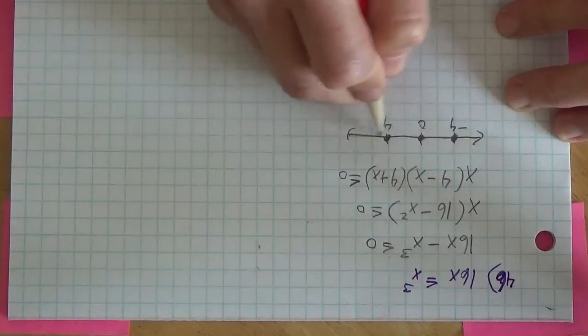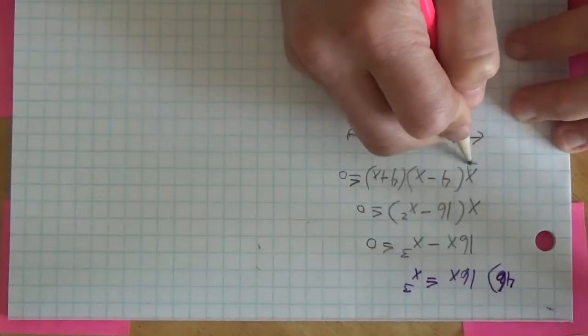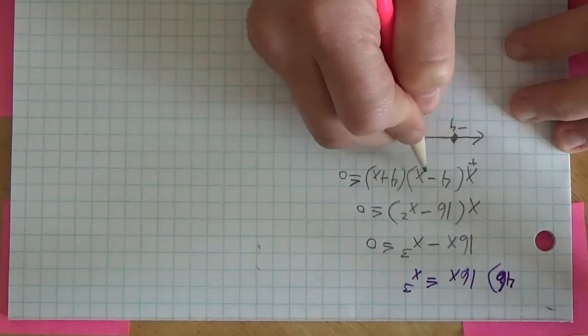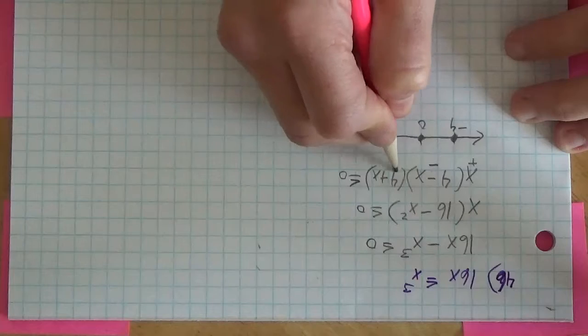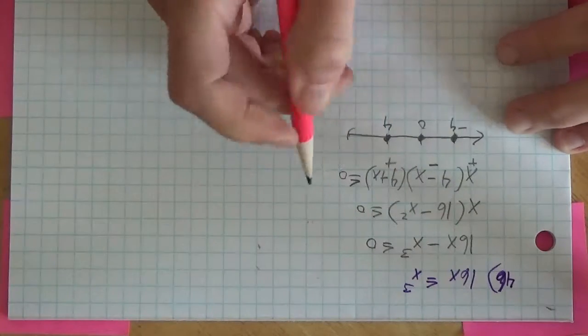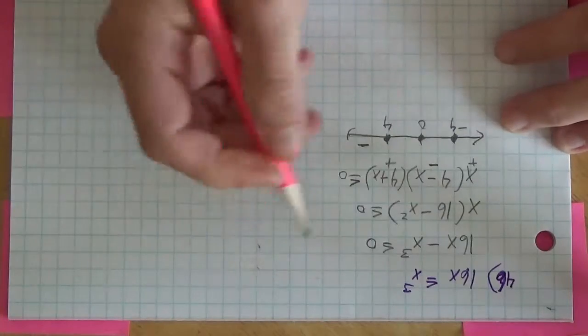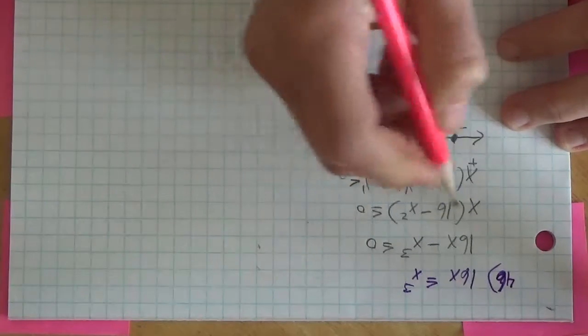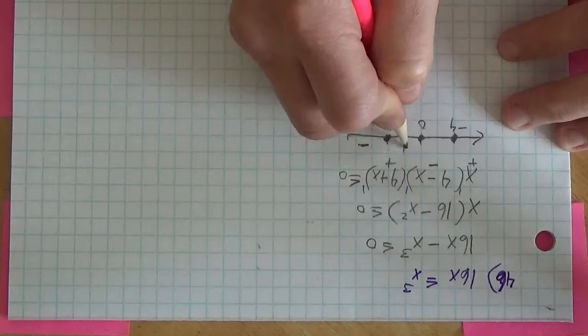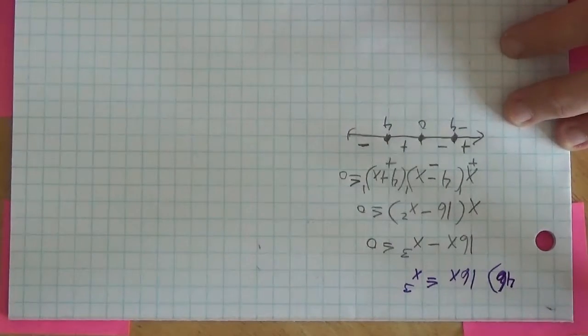Test anything bigger than 4, like a billion. A billion is positive. 4 minus a billion is negative. 4 plus a billion is positive. So a positive times a negative is negative. Oh, exciting. And so these are all odd multiplicities, so I can safely change those signs, right?